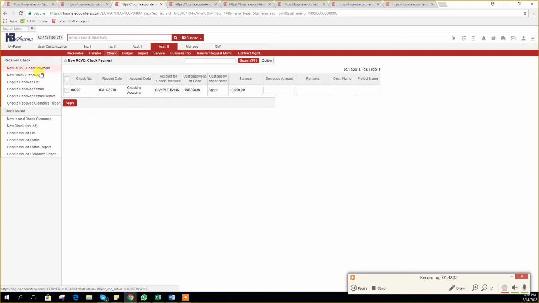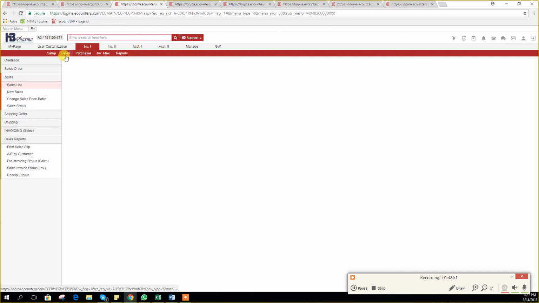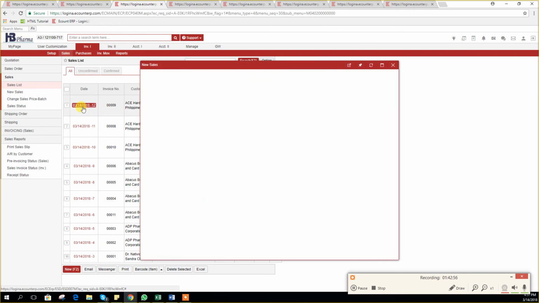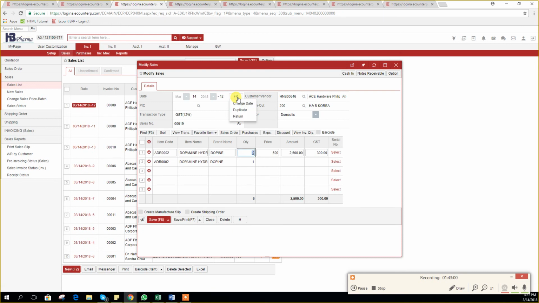So when the check is cleared, you need to use the check inside receivables, right? So let's say I were to create a sales.